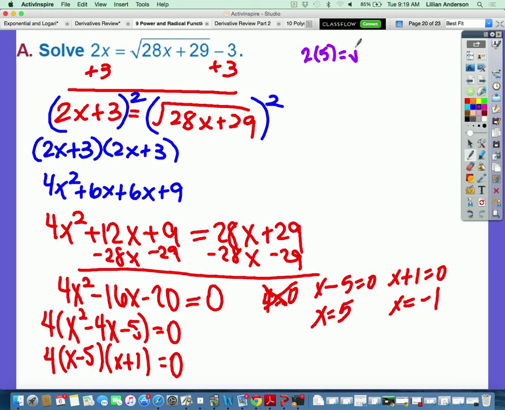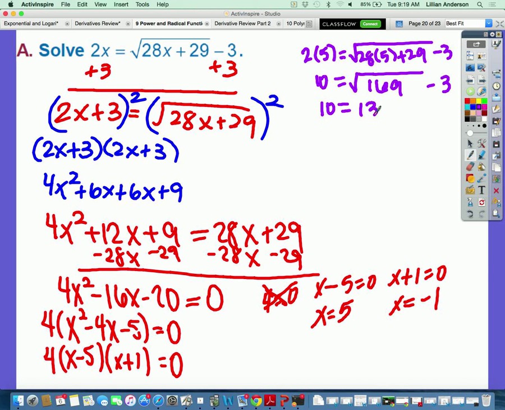So, when I do that, 2 times 5 is 10. 28 times 5. Don't use your calculator here, okay, guys? Try to do this without using your calculator. 140. What's 140 plus 29? Minus 3. You should know your perfect squares at least up through 20 because this is one of them. 13. 13 minus 3, is that 10? Yes. So 5 works.